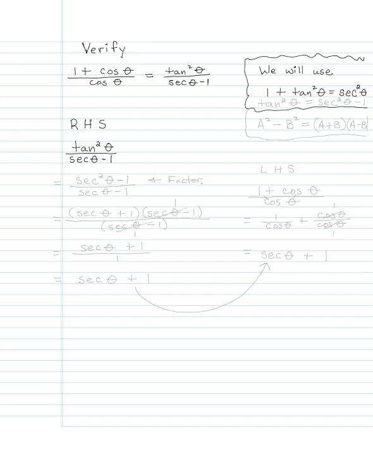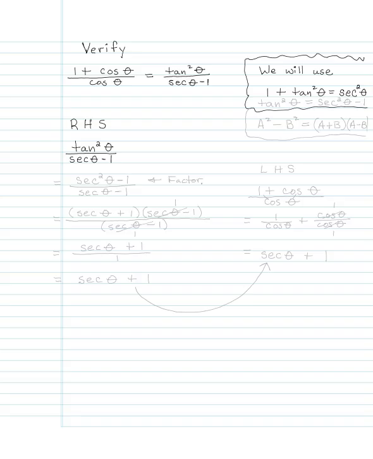Hello. This is an example of verifying a trig identity where you can work with the left side and the right side separately until they look the same. We will be using the identity 1 plus tangent squared theta equals secant squared theta in this problem. And so I am starting with the right-hand side of this identity, tangent squared theta over secant theta minus 1.